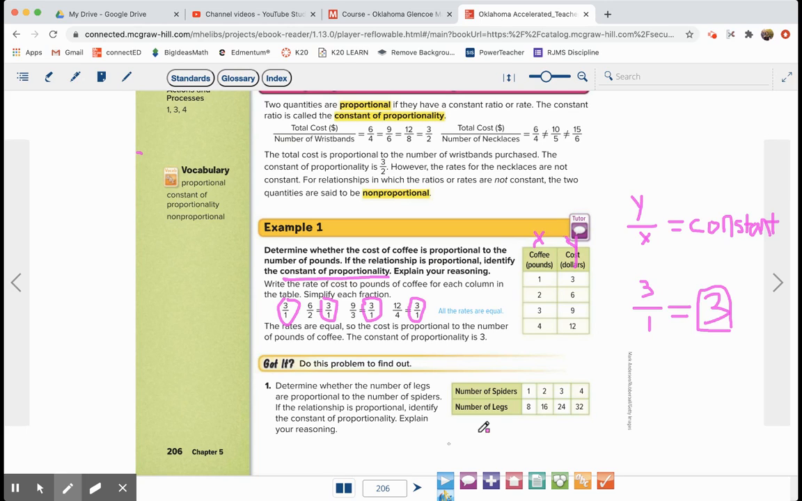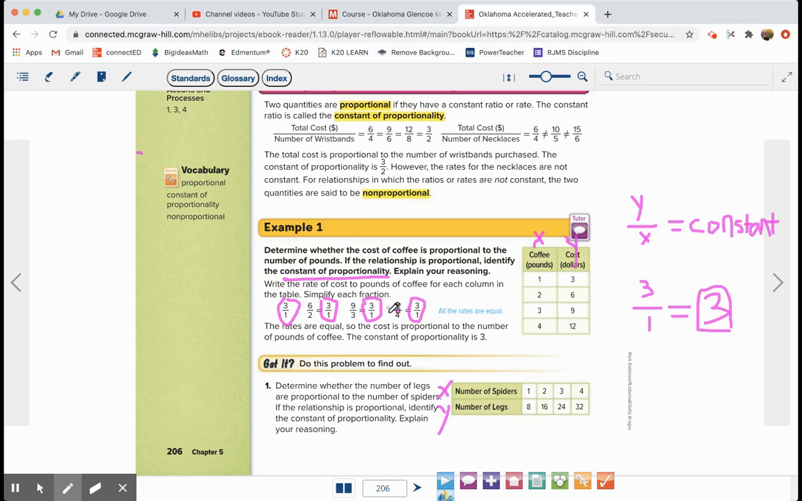What I want you to do is try this number 1 down here. When the table is written sideways like this, we've talked about this before, x is always the one that's on top, y is on bottom. So you'll pause the video and try this, and then press play and I'll go over it. Real quick though, when it says explain your reasoning, when you're showing me it written out like this, that is your reasoning.